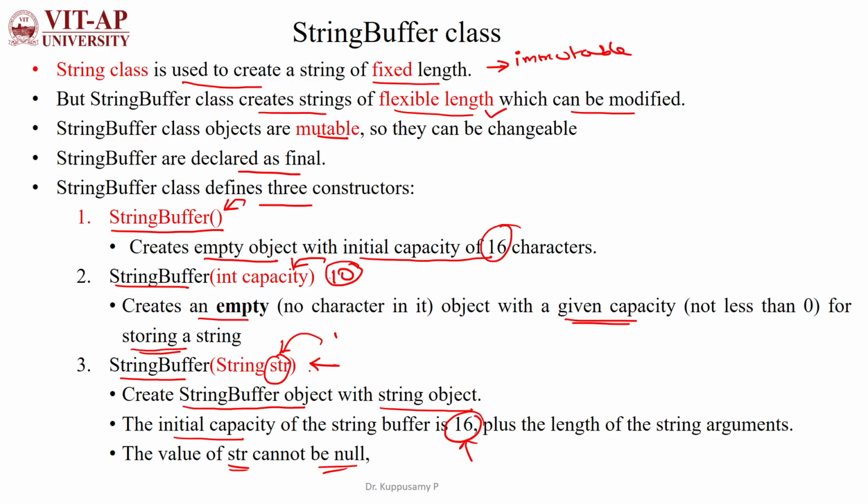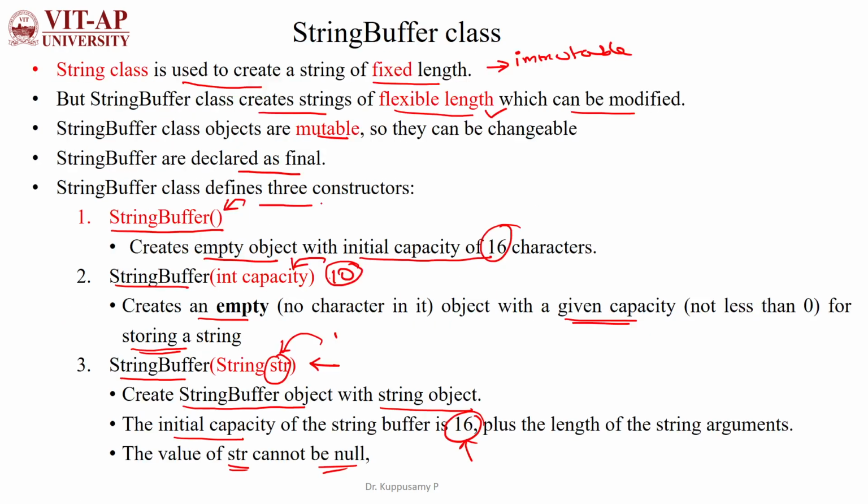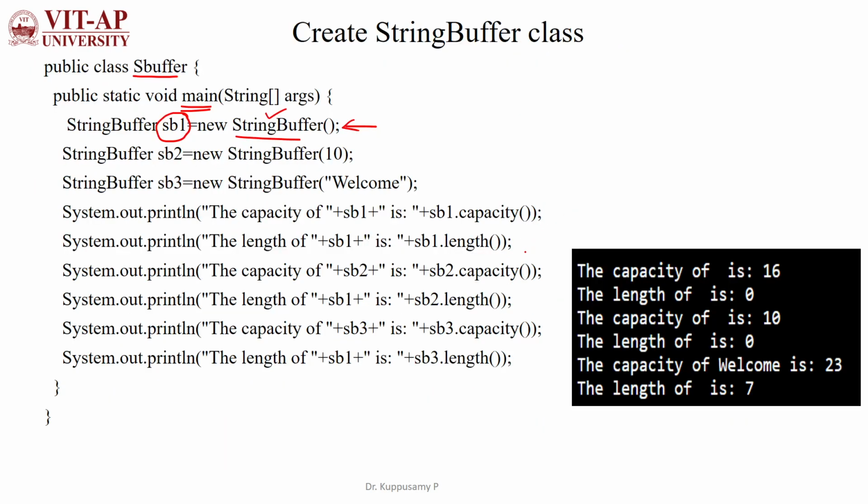So we have three types of constructors in the StringBuffer class. Here we will see the example. A class is created and the main method is defined. In this main method we create a variable using the StringBuffer class. Here, with the default constructor of the StringBuffer class, the capacity is 16 memory locations.